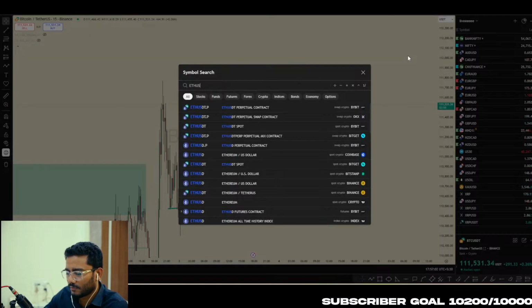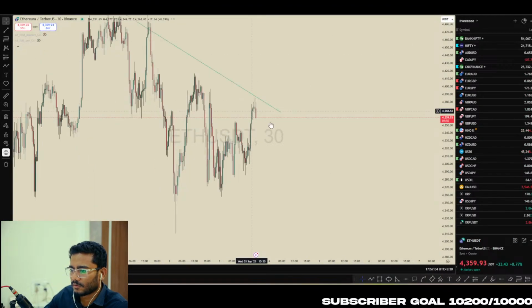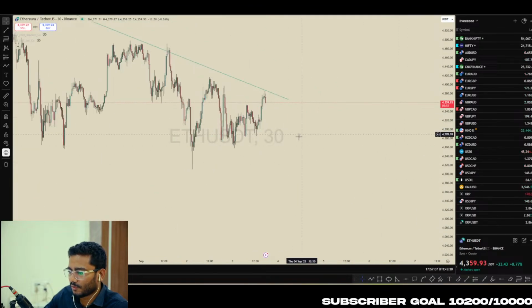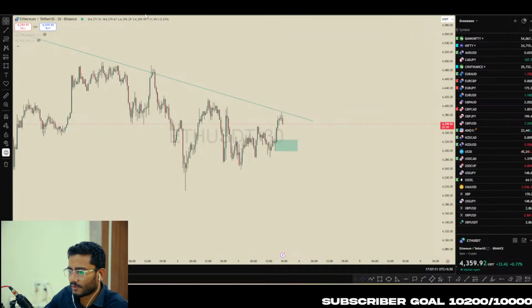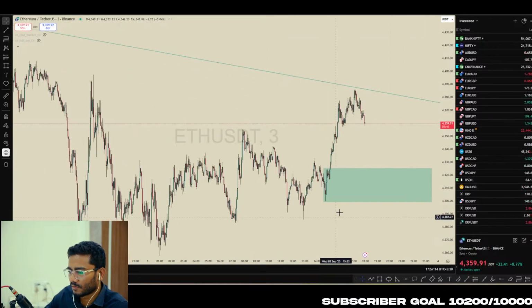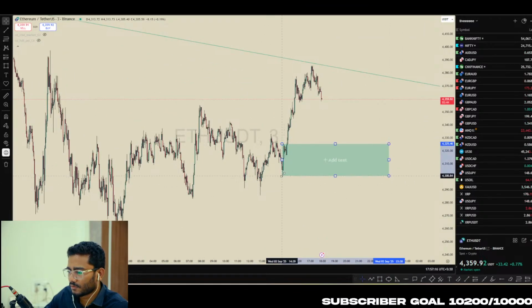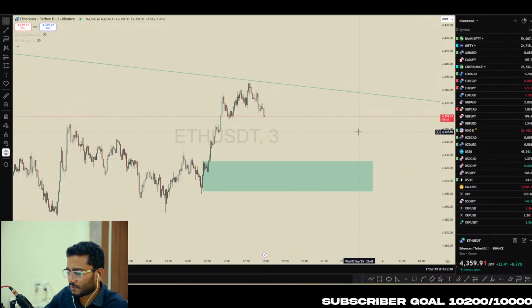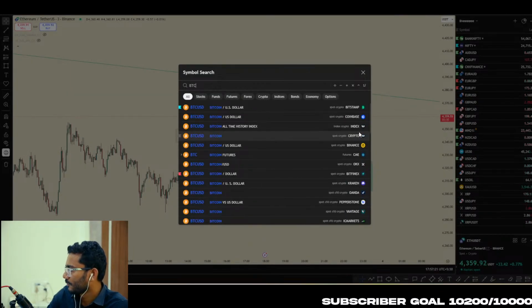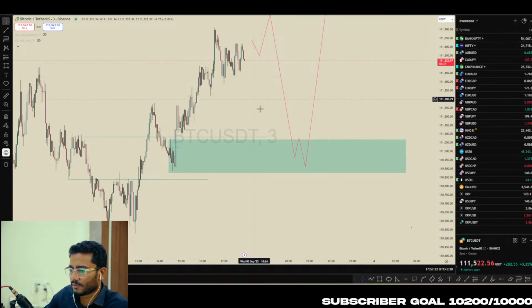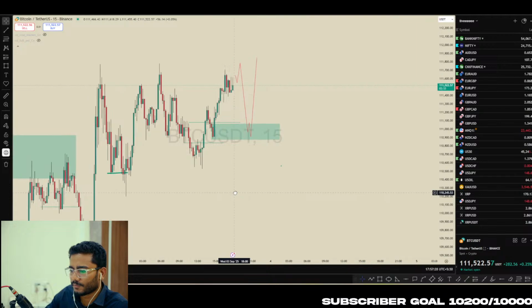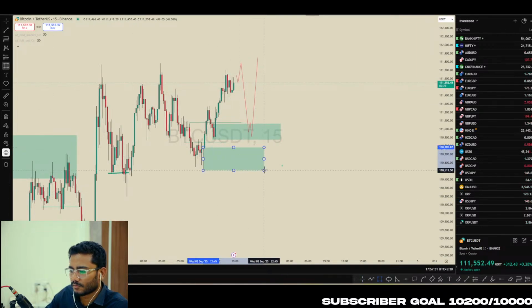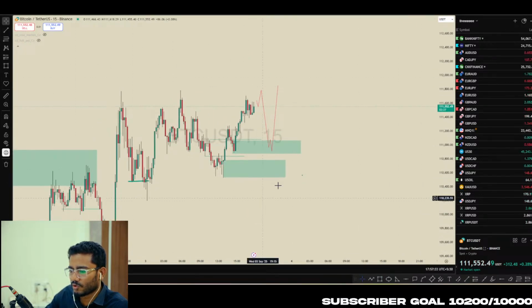Let's look at Ethereum. Same thing on Ethereum. We have this 30-minute order block, which is this one. So both the order blocks are valid. Let's see how price reacts on these order blocks, then only look for entry.